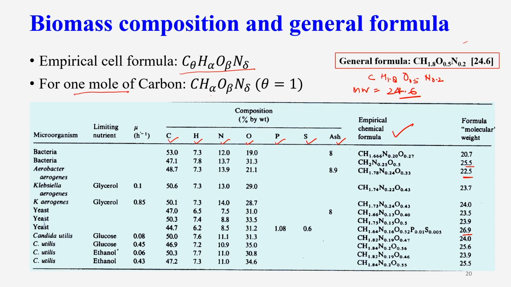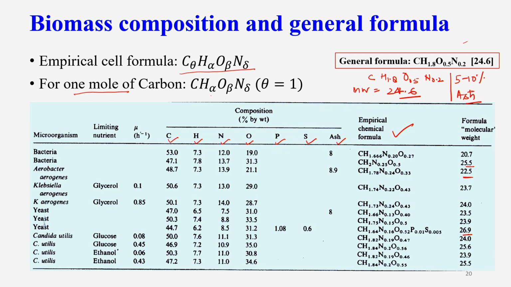It is also important to understand that in actual biomass the other elements are also present, like this phosphorus, sulfur and ash. So, typically what we do after calculating this biomass, we add 5 to 10% ash. So, that gives the actual biomass. So, if the biomass is 24.6, we consider in addition it will have 5 to 10% ash.